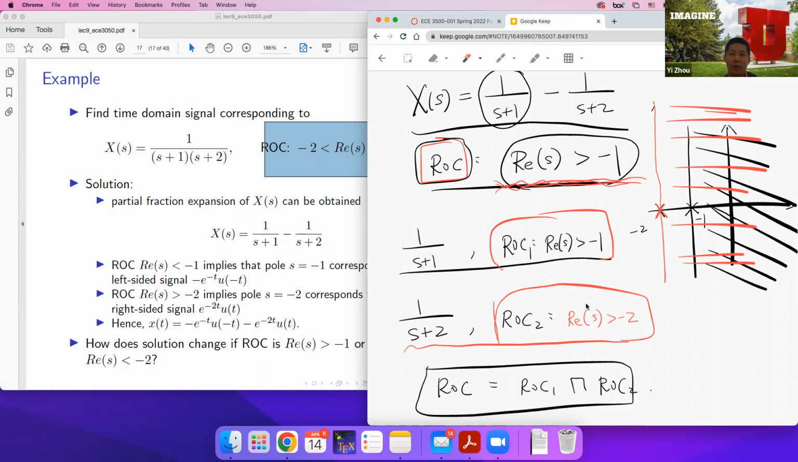So in this case, this ROC is implicit, but you can find it out by leveraging the basic rules of ROC. The boundary has to be a vertical line, and because it's rational and we only have a single pole, there are only two possible ROCs: to the left of negative 2 or to the right of negative 2. By analyzing each case, you realize that only one case can hold.